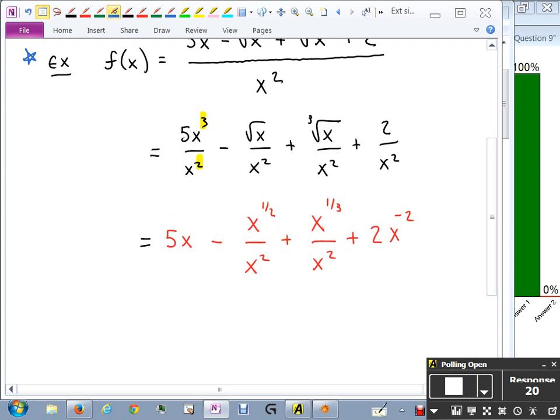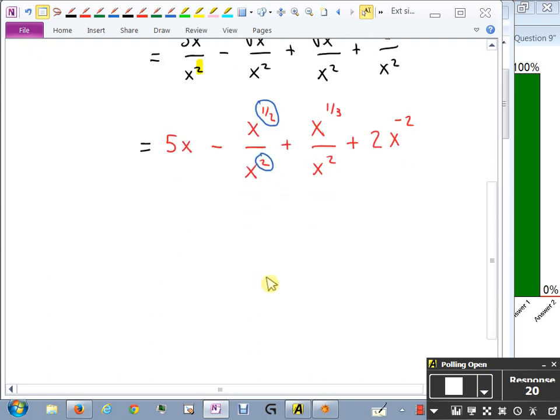Now I have to come through and use exponent properties. I take this number. I subtract this number. What's 1 half take away 2? Common denominator? Negative 3/2. Right? Negative 3/2. So I have not taken a derivative, right? Everything I'm doing right now is purely algebra. X to the, what did we say? Negative 3/2, right?